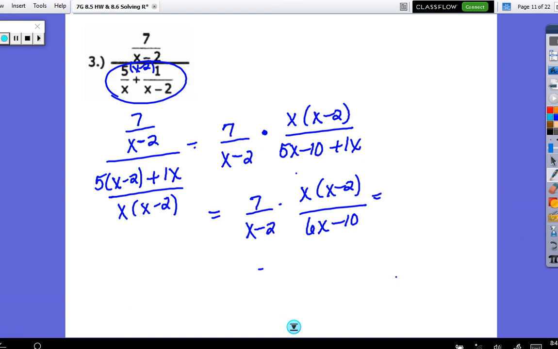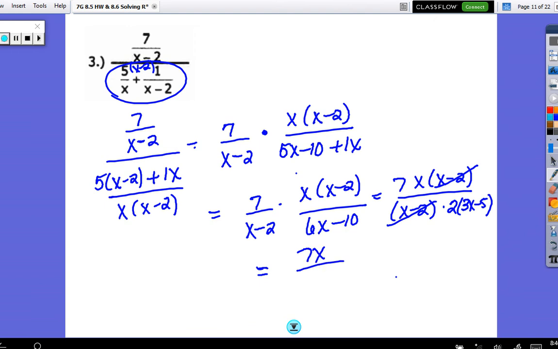All right, I don't think it'll do me any good, but let's see. I can get my numerators together. My denominator is going to be x minus 2. Oh, there's a common factor. Let's pull a 2 out of this, which gives me 3x minus 5. So my only common factor is my x minus 2's. What's left? I've got 7x on the top. On the bottom, I have 2 times 3x minus 5, or I can multiply that 2 back in and get 6x minus 10.